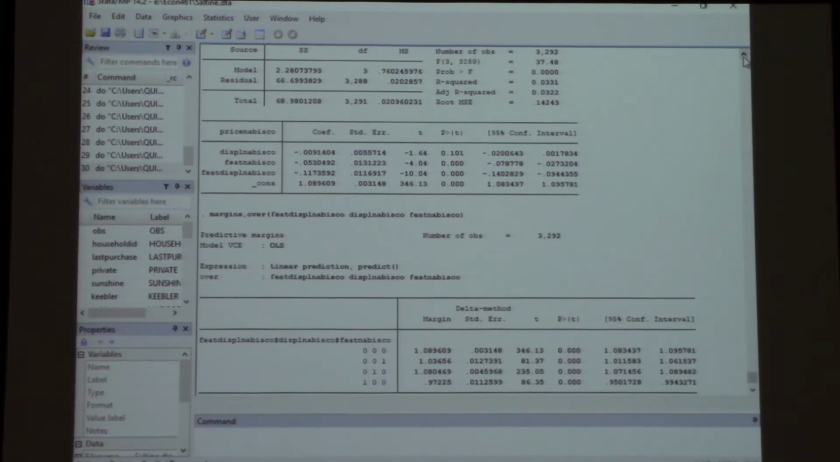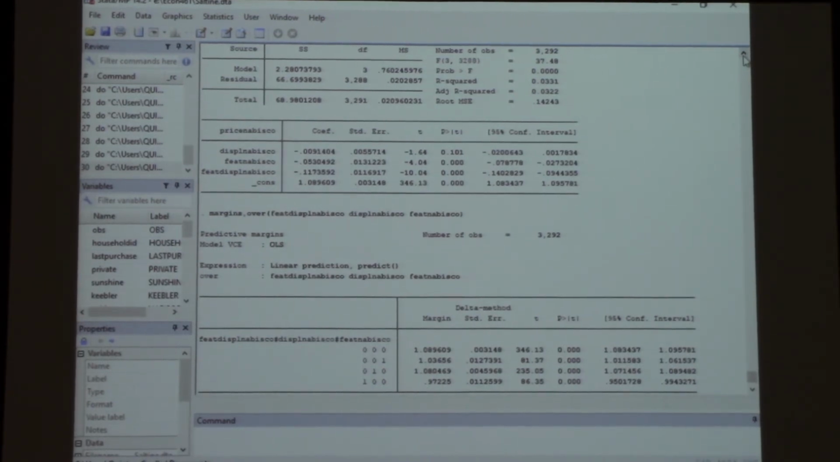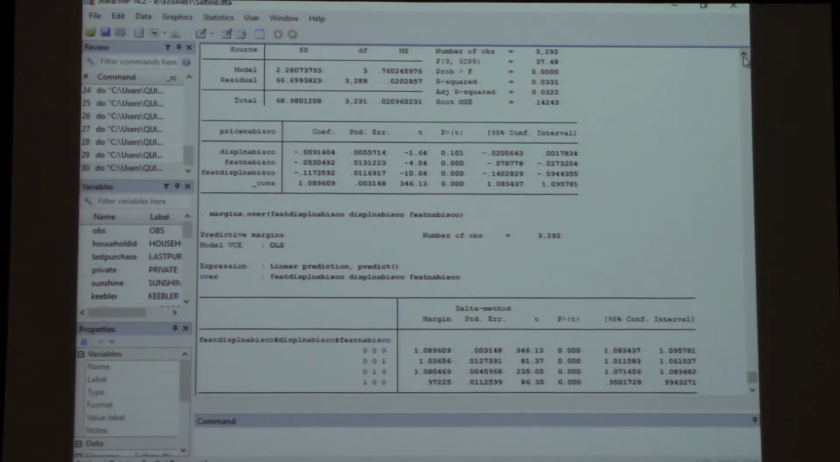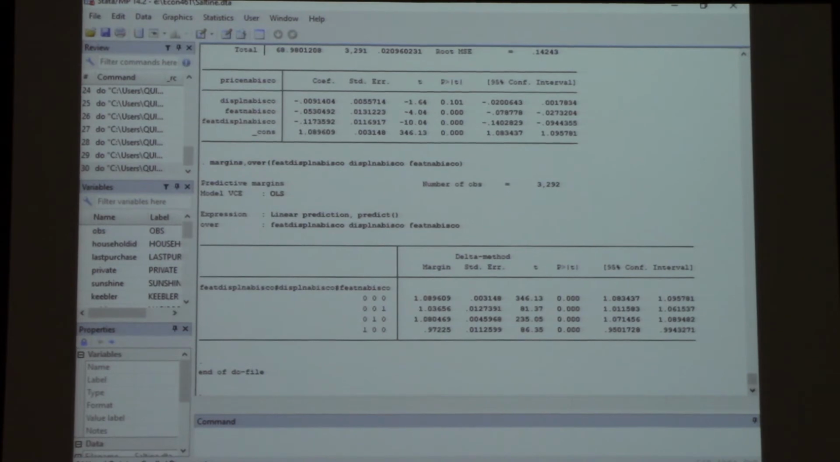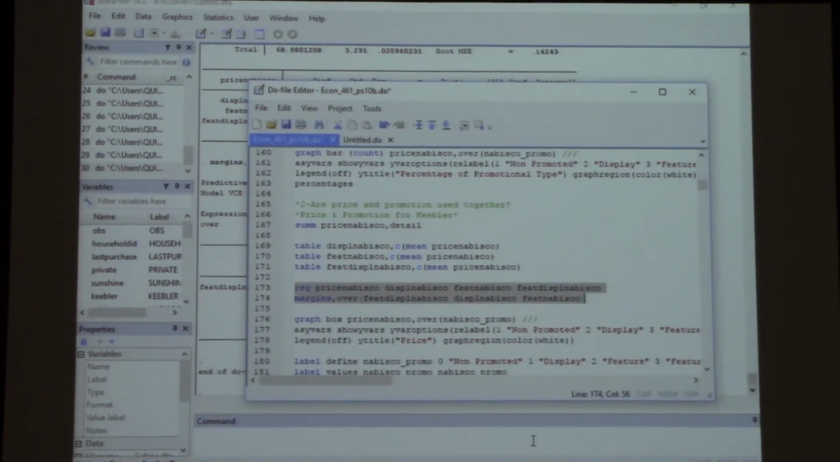So it looks like they are, for the most part, following the convention of retail consumer packaged goods, in that when they promote, they also lower the price. Although the display price is less than, but not statistically less than, the non-promoted price. But feature and display, again, the same thing. And again, this was a pretty big contribution to the whole literature of retail analytics.